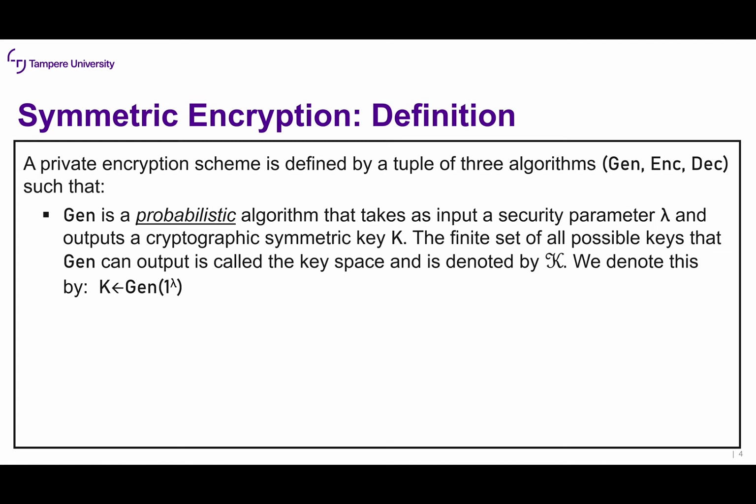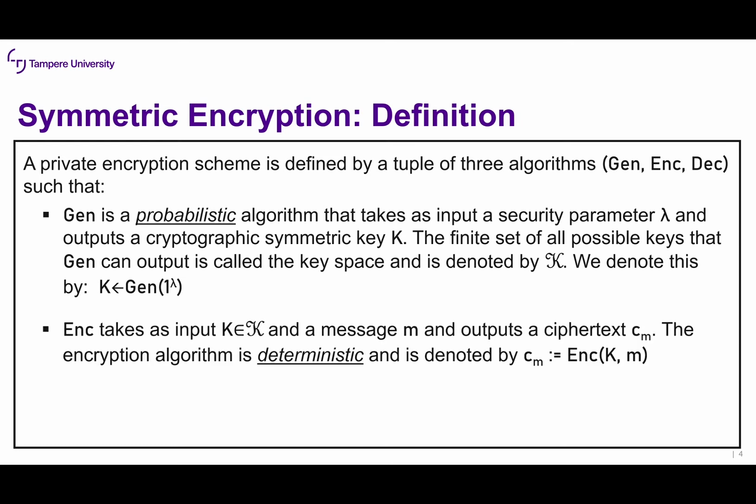Now, we denote this algorithm with Gen, which takes as input 1 to the power of lambda and outputs our secret key K. A probabilistic algorithm means that even if we give this function the same input, we will always get a different output. It doesn't matter how many times we run the algorithm, the output should always be different, kind of random. So, for example, an adversary cannot guess what the output of this algorithm will be.